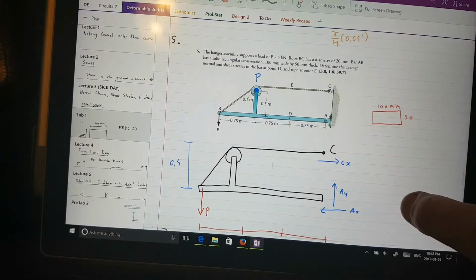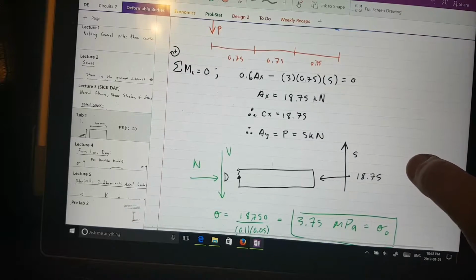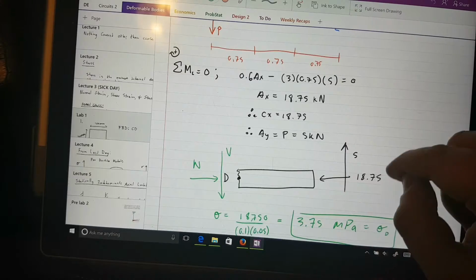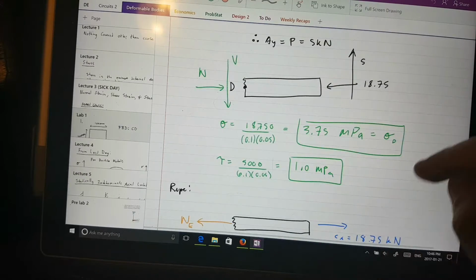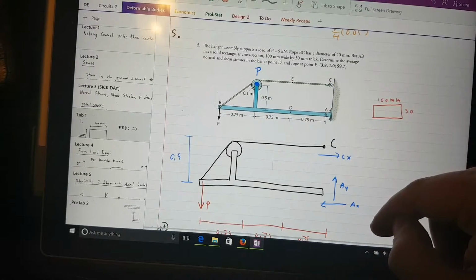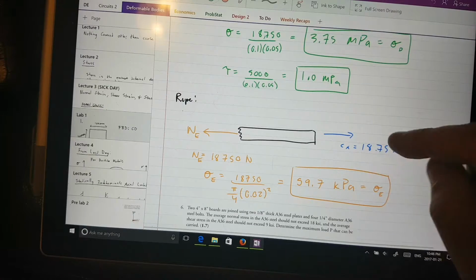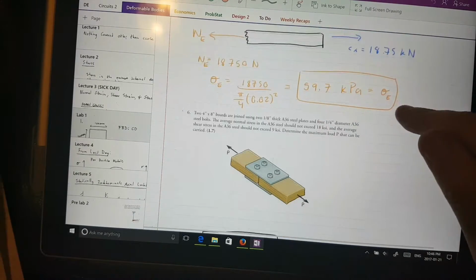So what did it want? Determine the average normal shear stresses on the bar at point D. So we cut it at point D, knowing that we know this, and then we can find V and the stress. Done. And I also wanted the rope. Oh, and the rope at point E, yeah. So I have CX and E. There we go. Done.